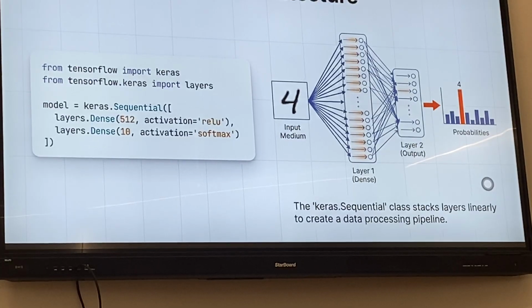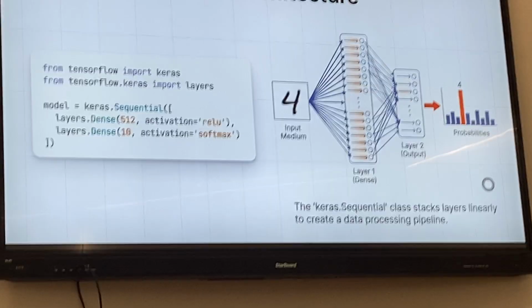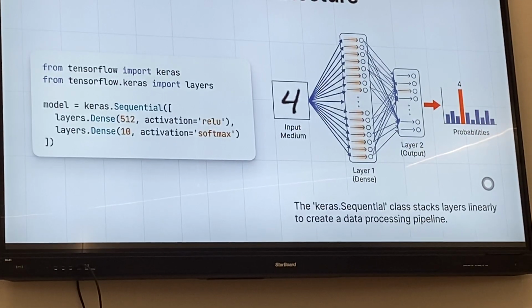So that will actually give a probability value to each of the neurons that corresponds to each of the labels. Good? What does the word sequential mean? Keras.Sequential. Right, very good. So sequential means that, as we're writing there, it stacks the layers linearly to create a data processing pipeline, linearly, okay? So this is what you traditionally will use, the sequential.